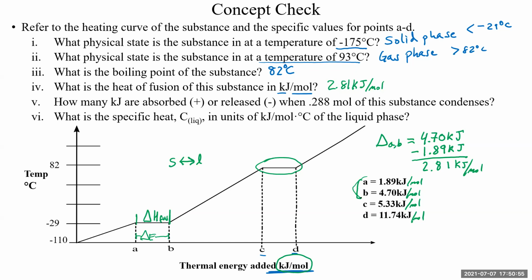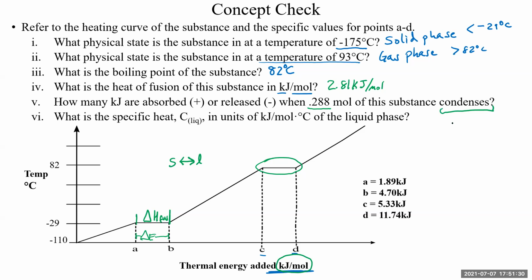Question number 5: how many kilojoules are absorbed or released when 0.288 moles of this substance condenses? Now we're getting to specific quantities. So condenses, first of all, as far as the sign goes, you don't even need to do the calculation to figure this out. What does condensation mean? Condensation, or condensing, is when you go from gas to liquid. That's the definition of condensation. Gas to liquid specifically.